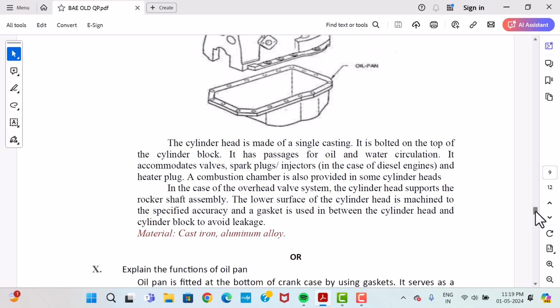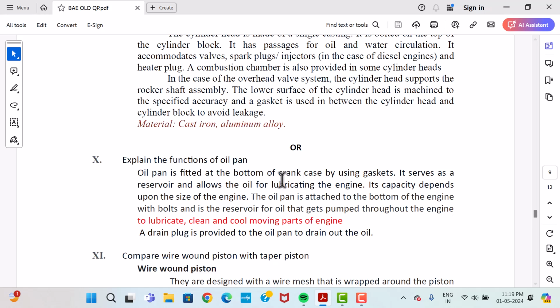So that side is very finished, highly finished. Generally, it is made up of cast iron or aluminum alloy.